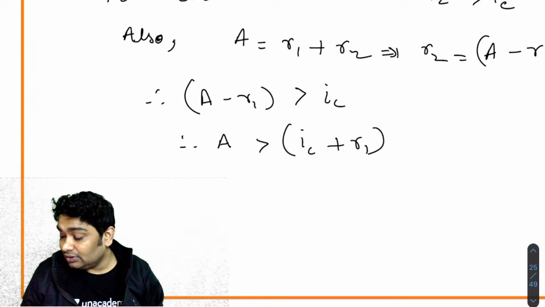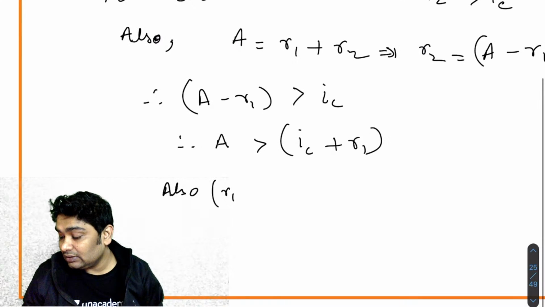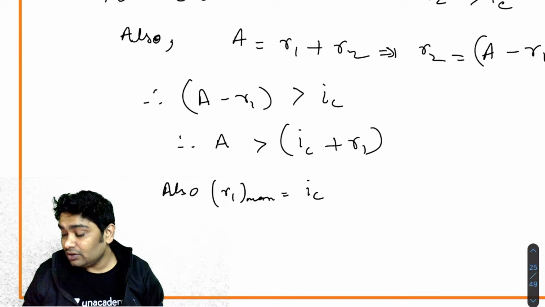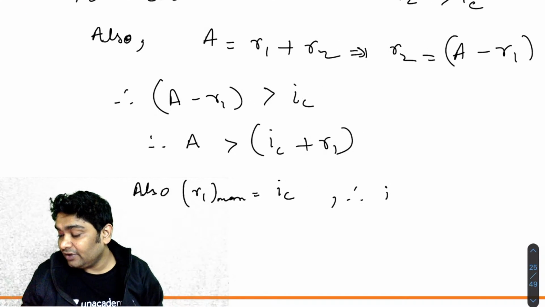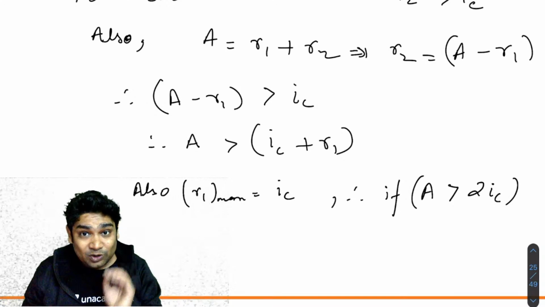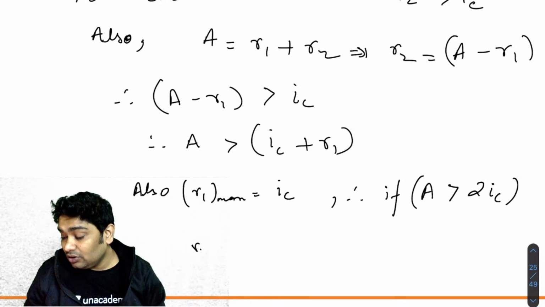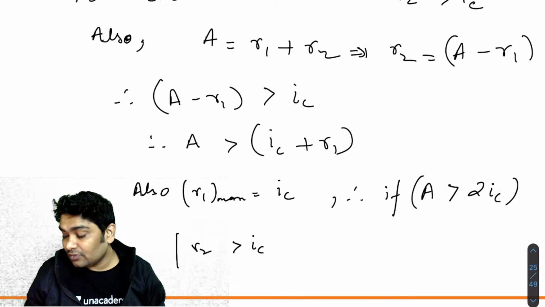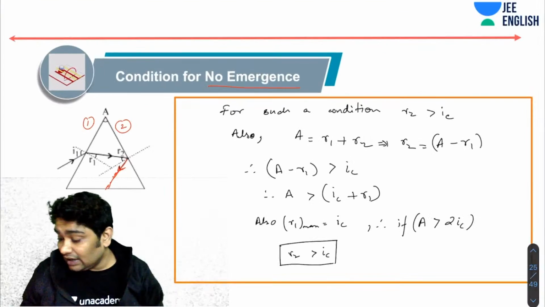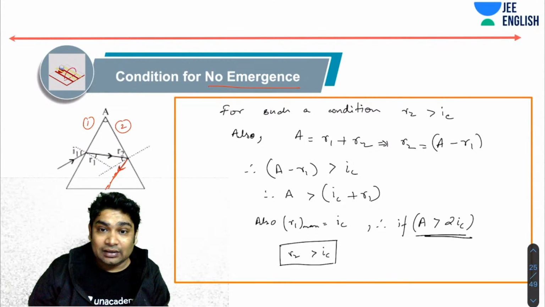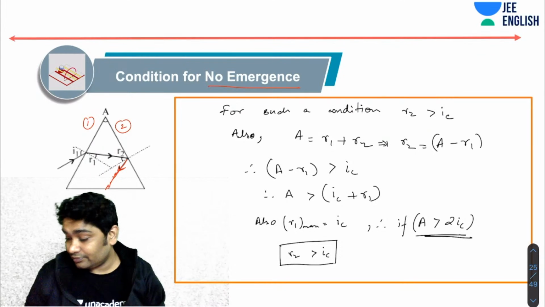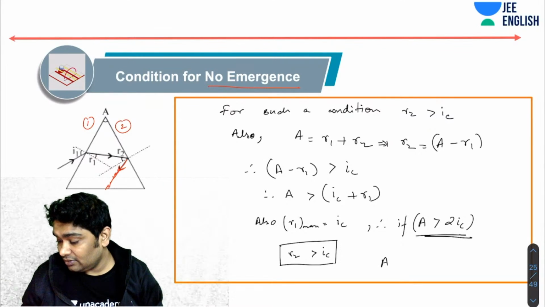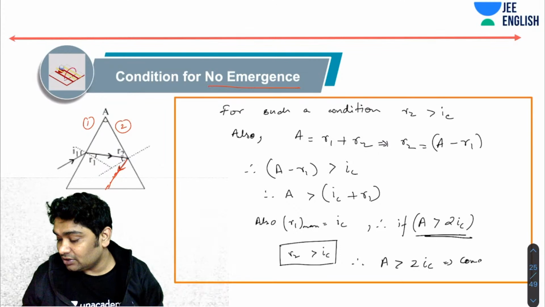So R1 max equals IC. Therefore, if A is greater than 2 times IC, then you realize R2 will be greater than IC. So the condition of no emergence is that A should be greater than 2 times the critical angle. A greater than 2 times the critical angle equals the condition for no emergence.